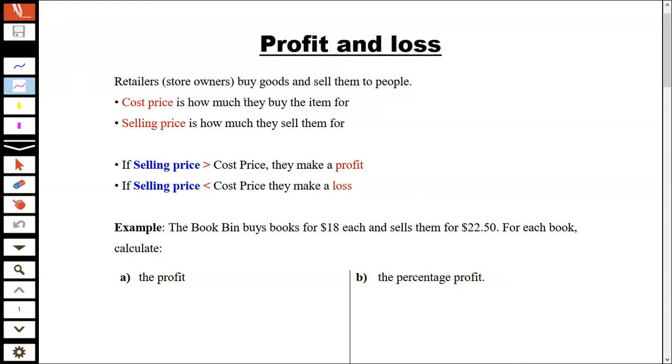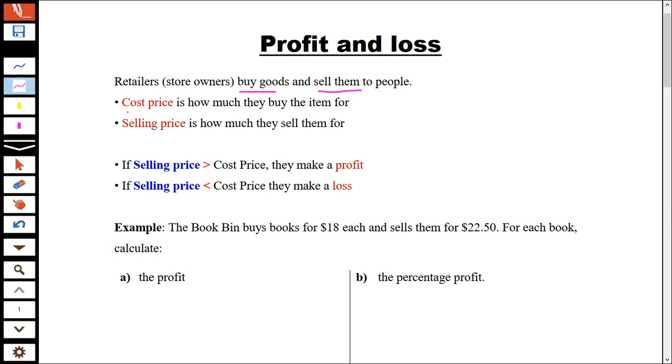We're going to look at profit and loss now in the percentages topic. Now, let's just look at some terminology. First of all, retailers or shop owners, store owners, they buy goods and they sell them, buying and selling. Now, if they sell them for a larger price or a higher price than they buy them, they make a profit. But if they sell them for less than they bought it for, that means they lose money.